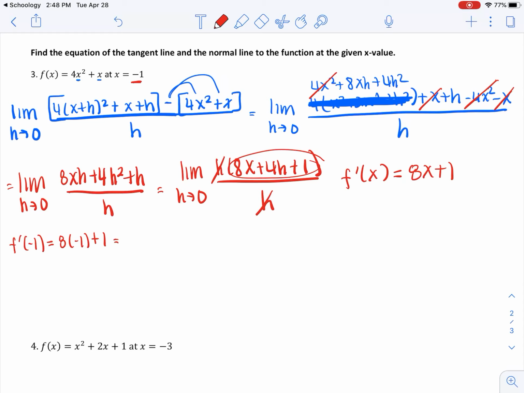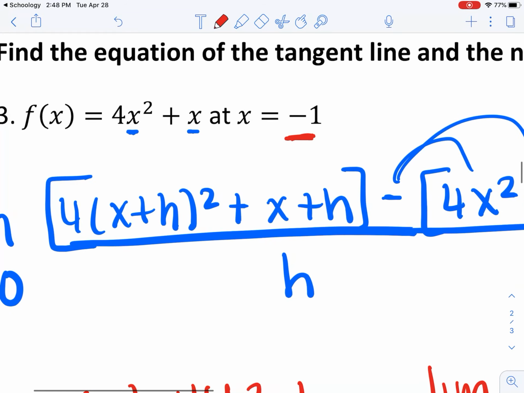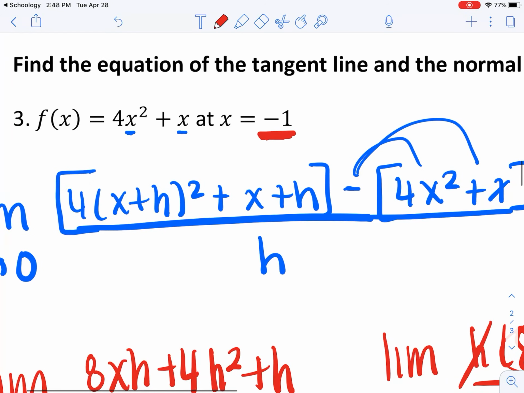And I get -8 plus 1, which is -7. So the slope there is -7. Okay? Now I want to write the equation of my line, so I need a point on the line. I didn't give you a point on the line, but I gave you an x value. So you can find a point on the line by plugging in that. Technically, you can plug in any x value, but no, not any x value. You'd have to plug in that -1.